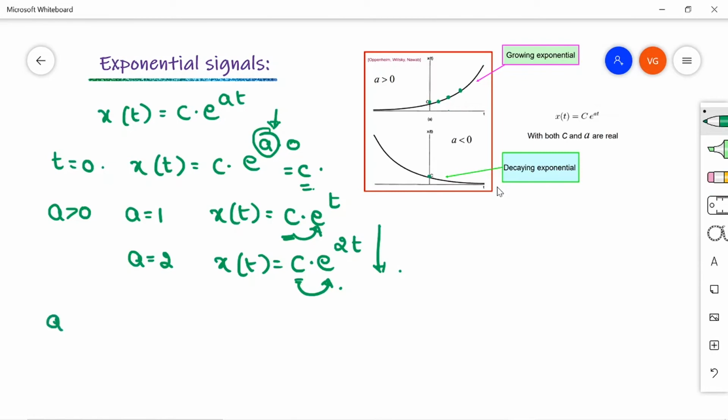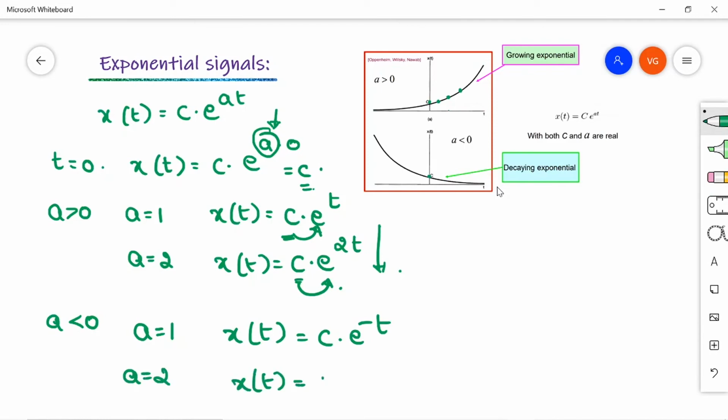Next, if a is less than 0, take a is equal to 1, then x of t becomes c into e power minus t. Then if a is equal to 2, x of t becomes c into e power minus 2t. Right. So from t is equal to 0, that is the value of c, it gradually decreases and reaches to 0 at some point of time. So this we call it as exponentially decaying curve. So these exponential signals are used to calculate the growth rate or decay rate of particular signals.